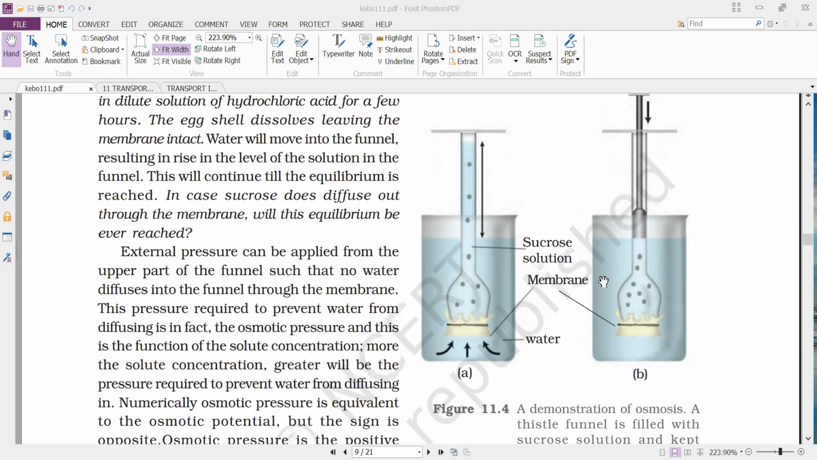If the solute concentration is more, then what happens? More water diffuses from the region of higher water potential to the region of lower water potential, because a very low water potential is there if a high solute concentration is there. So a greater amount of water diffuses in from one region to the other region.